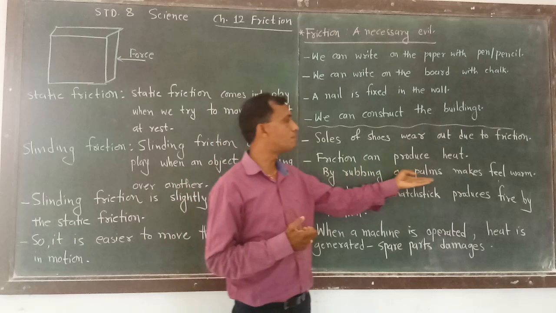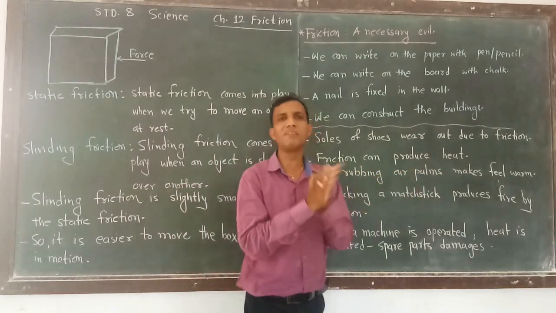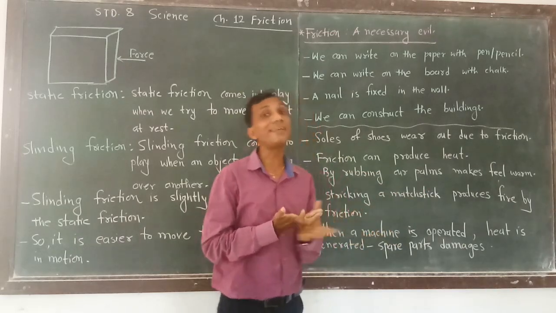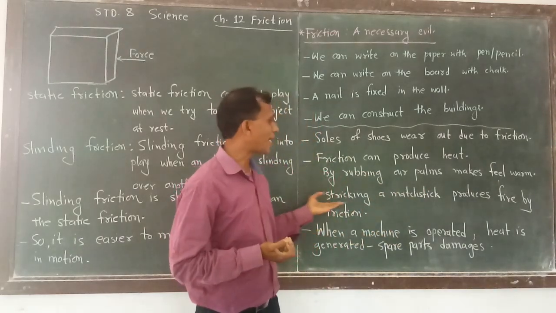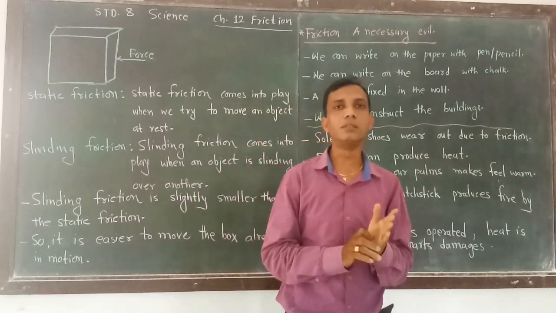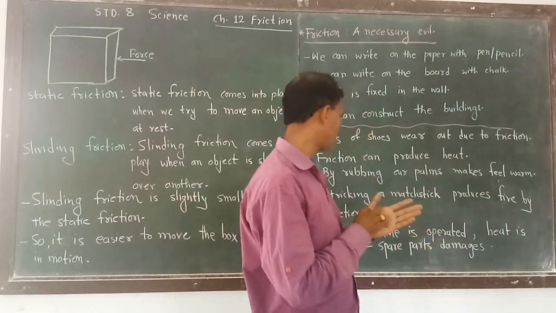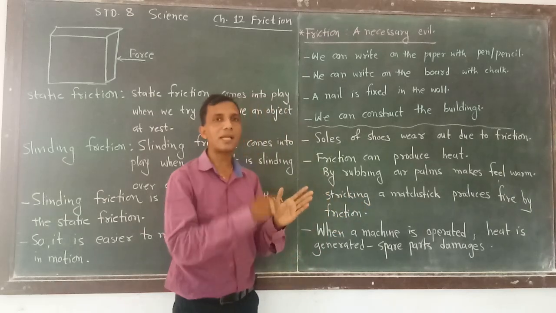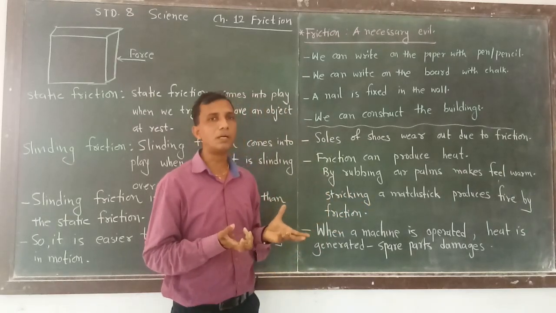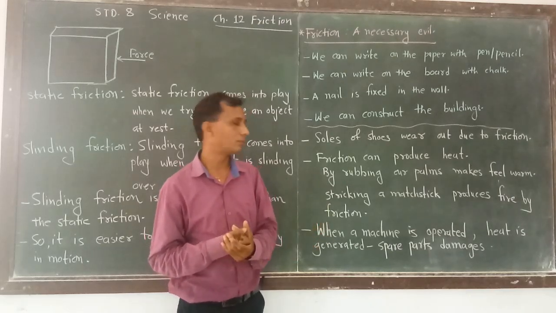By rubbing our palms, we feel warm. As we know, when we apply force and rub the palms, the heat can be felt easily. Striking a matchstick produces fire, because of friction. We burn the matchstick by applying force, and the friction burns it and produces the fire.